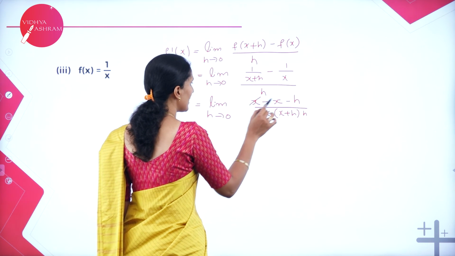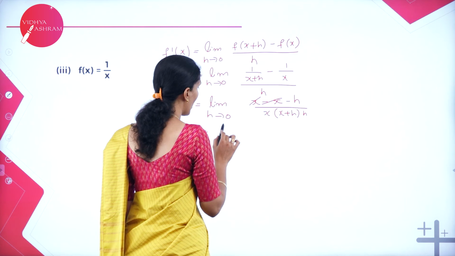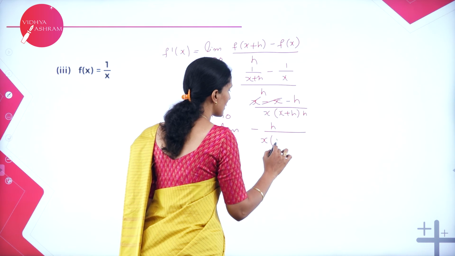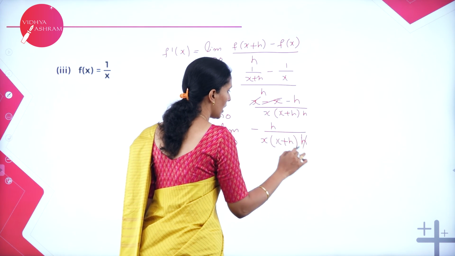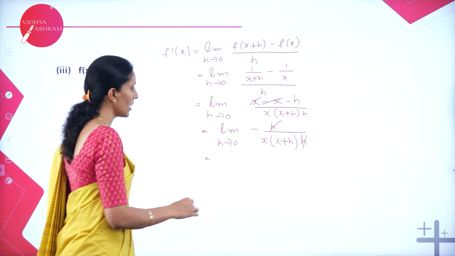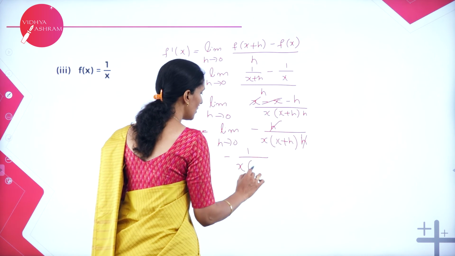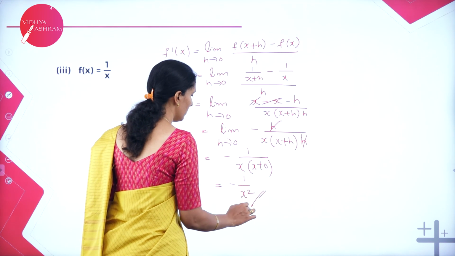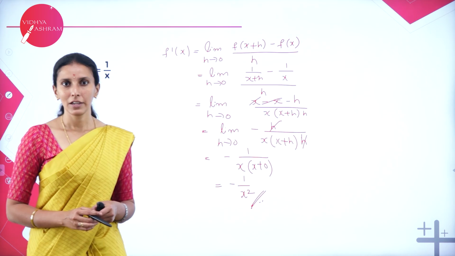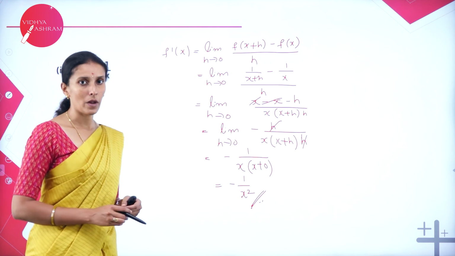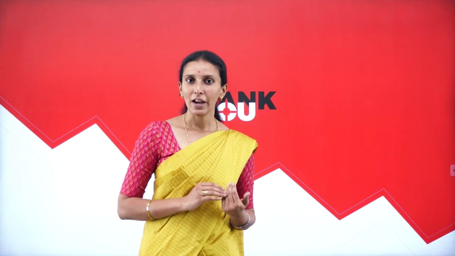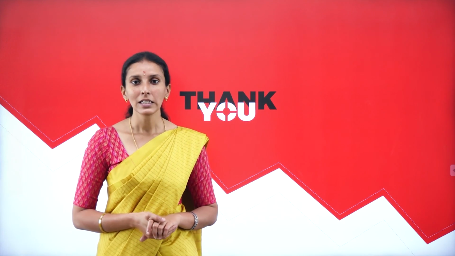So, x and minus x get cancelled. Next, we are left with limit h tends to 0, minus h divided by x into (x plus h) into h. h gets cancelled. Put h equal to 0 there. 1 divided by x into (x plus 0), which is x square. So, minus 1 by x square. This is the derivative of the function f(x) equal to 1 by x. In this way, using the definition of first principle derivative, we can find the derivative of any other function, even trigonometric functions. We'll take a few more examples in the next session.